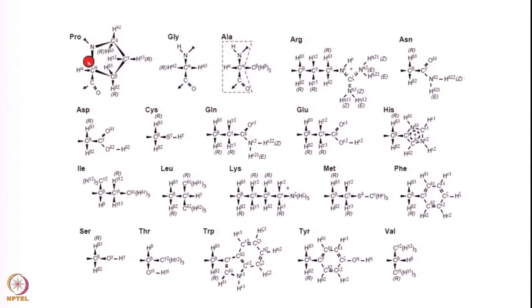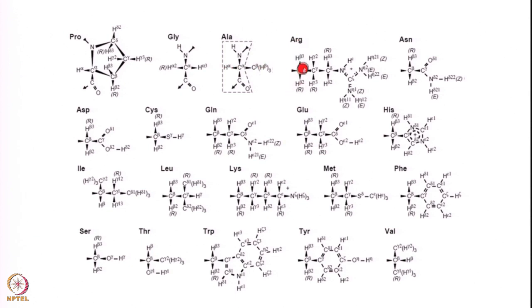Therefore proline does not have a free amide proton on the backbone. Glycine, for example, has 2 alpha protons in the chain: NH, C alpha, C prime. Alanine has 1 methyl and 1 alpha proton.